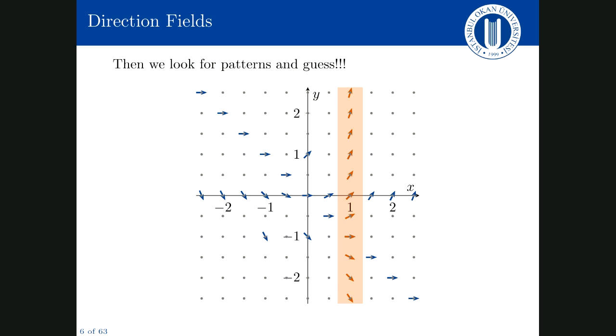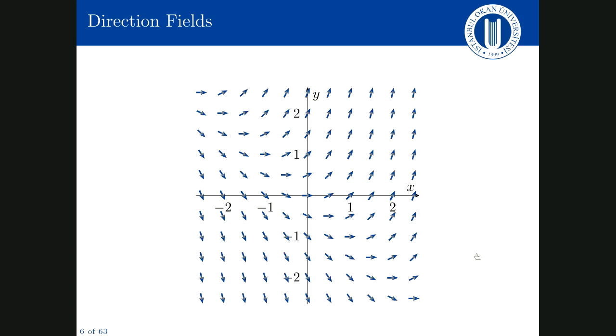After we understand these patterns, we can fill in all of the arrows. On each one of these dots, we can draw an arrow now that we understand the patterns. The direction field for dy dx is equal to x plus y looks like this. If I asked you to draw a direction field, you would need to draw lots of little arrows. You would need to draw an arrow on each dot on the grid. For this example, I've drawn 121 little arrows.